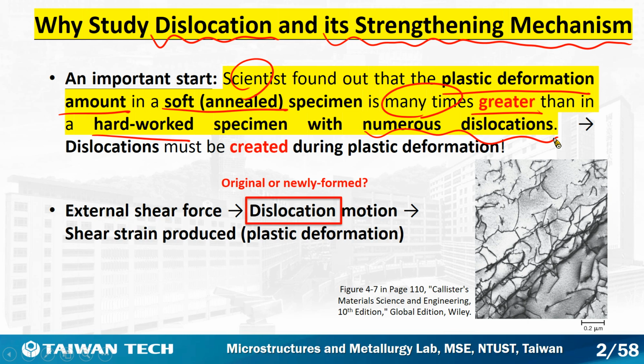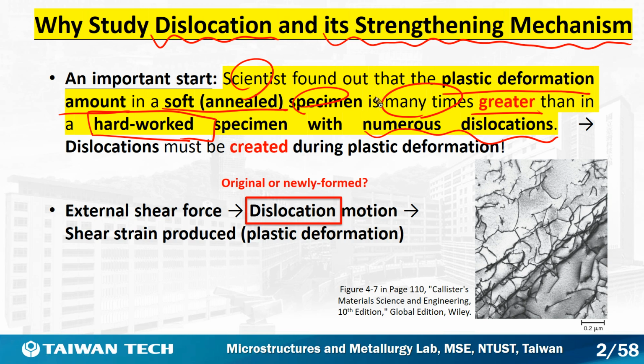And it's very important to know that for the sample with hard worked conditions such as cold rolling or hard rolling, it will cause a lot of dislocations in the structure. And for the soft specimen, it means that the hard worked specimen has been annealed in a furnace, and it will experience annealing phenomena. We will talk about it in the next few chapters.